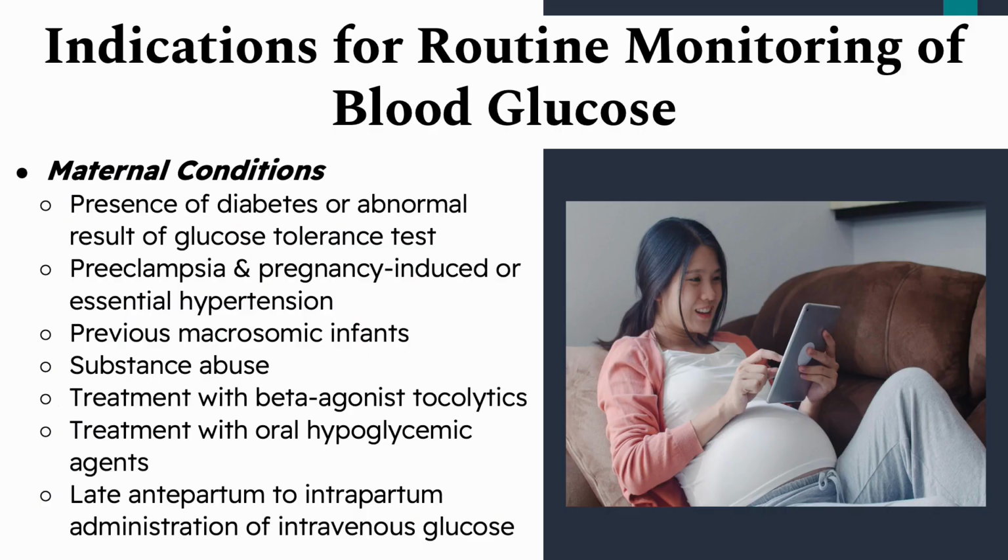The maternal conditions in which glucose monitoring is indicated include the presence of diabetes or abnormal results of glucose tolerance tests, preeclampsia and pregnancy-induced or essential hypertension, previous infant with macrosomia, substance abuse, treatment with a beta agonist or tocolytics, treatment with oral hypoglycemic agents, and late antepartum to intrapartum administration of IV glucose.